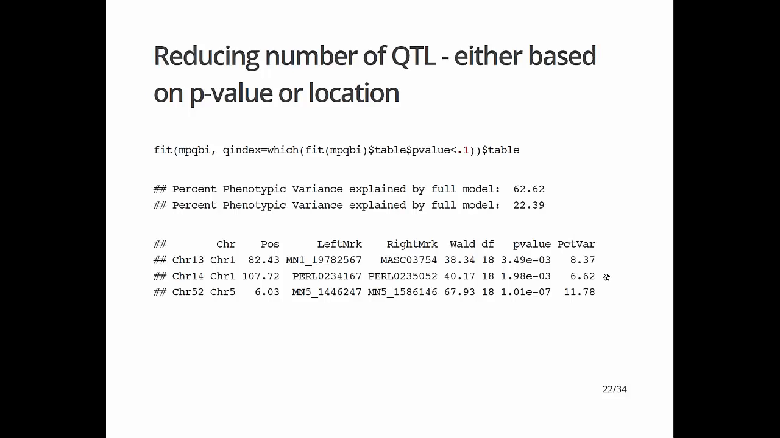You'll note that adding up the percent variance of the 3 QTL does not give you the percent variance explained by fitting them all together. That's typical, particularly in this case because 2 of them are on chromosome 1. So they're kind of interacting with each other, and they may individually explain more of the variance than once you put them together.